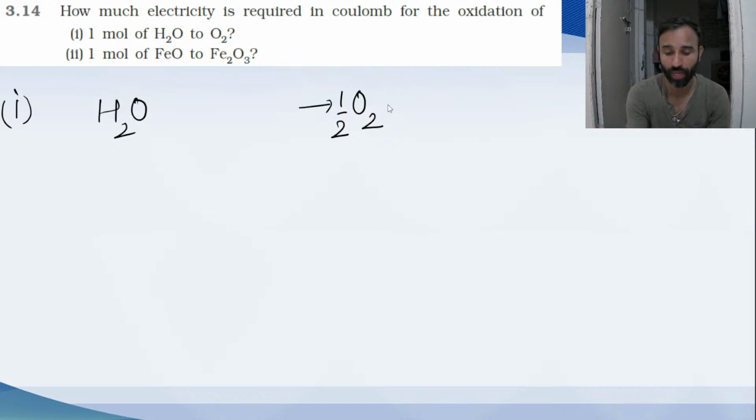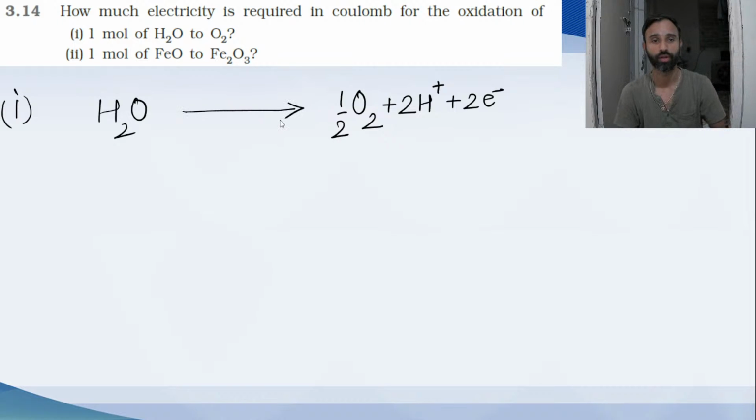Now hydrogen, to balance hydrogen, just add 2H plus, and to balance the charge add 2 electrons. That means 1 mole of H2O to oxidize into O2 needs 2 moles of electrons.